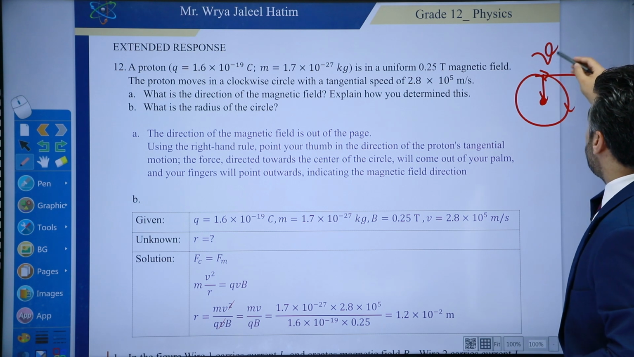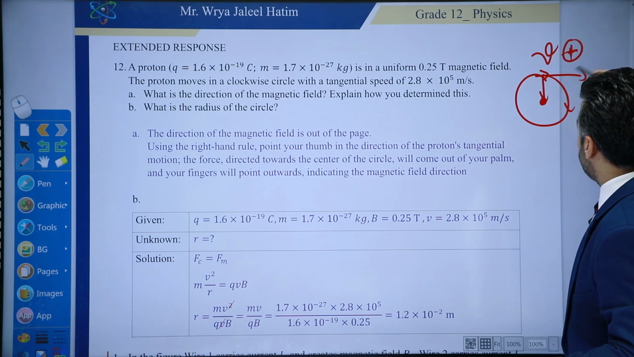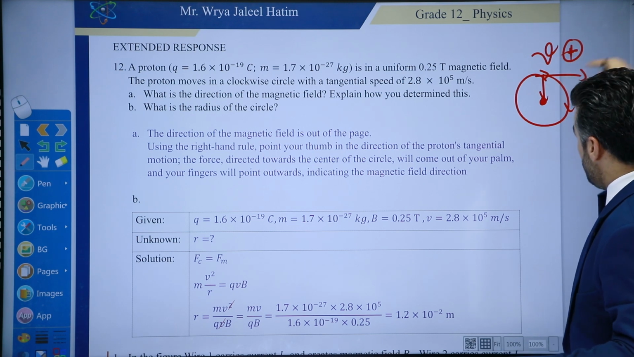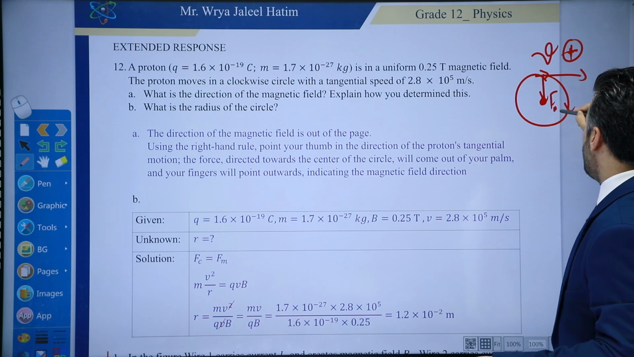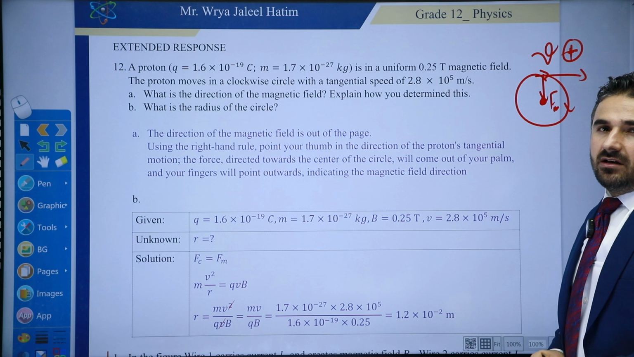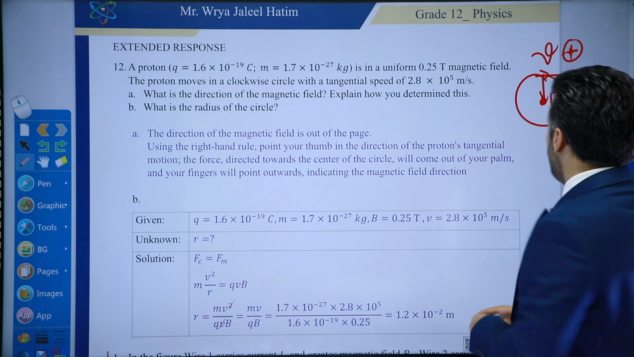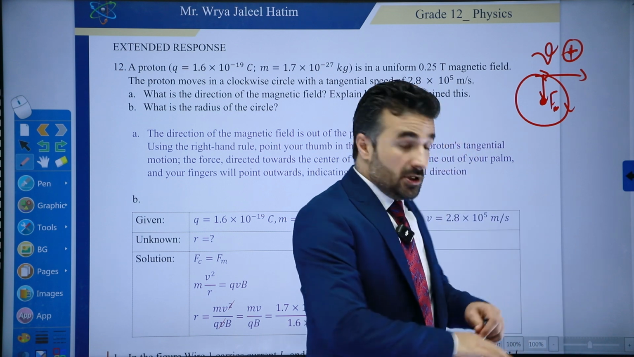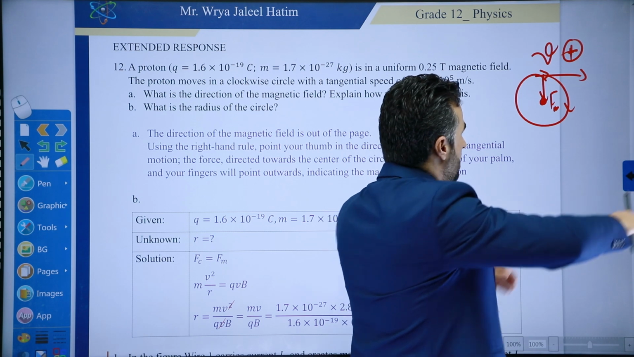So remember, we have a proton, so positive charge. This is the direction of the motion, and this is the direction of the force, the magnetic force. Then, can you find the direction of the magnetic field strength? Of course, it is going to be very easy. So watch this. The force is downward. Remember, it's a proton, so the palm of your hand, and this is going to be the motion.